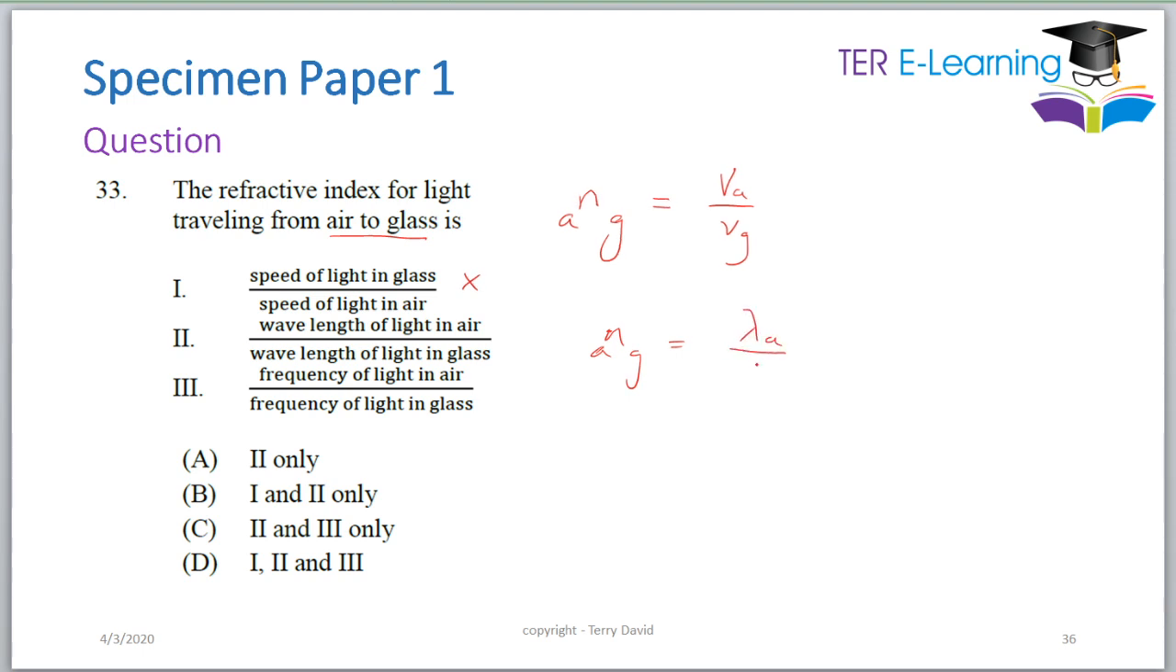lambda A over lambda glass, so the wavelength in air over the wavelength in glass. So therefore 2 is correct. And the frequency of light in air over the frequency, so this is incorrect, right? The formulas that relate to refractive index have to do with speed, wavelength, and also sin I over sin R. So the only answer there is actually E.